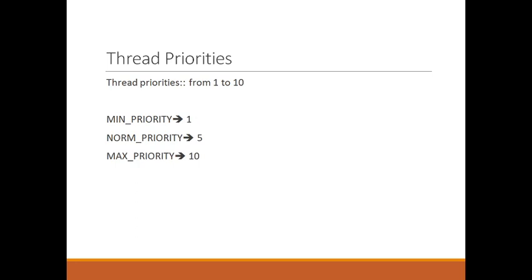So now we'll be talking about thread priorities. Priority means whoever has the higher priority will get the CPU beforehand, and whoever has the minimum priority, that thread or process will get the CPU at the end. Suppose two threads are waiting to get the CPU, one with priority 10 and one with priority 1. Even if the priority 1 thread is waiting before the priority 10 thread, the priority 10 thread will get the first chance as it has the higher priority, right?